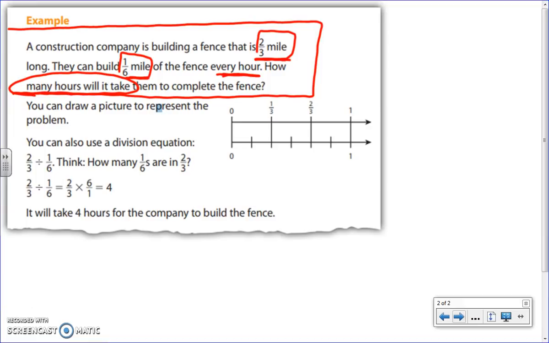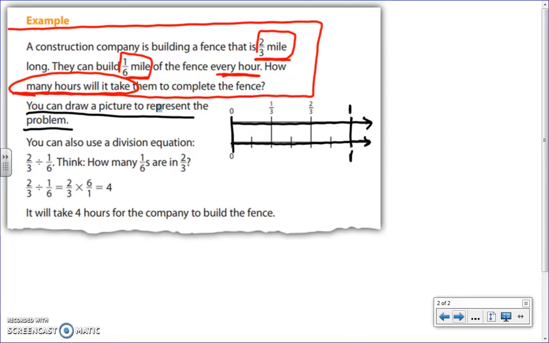So the first thing they do in this example is they draw a picture to represent the problem. In this case, they draw a double number line, and we've used double number lines to solve division problems before. We need to consider where our number line needs to stop, or what is necessary for us to have in our number line. In this case, we're dealing with 2/3 and 1/6, which are both smaller than the whole number 1. So it looks like they stopped their double number line at 1.